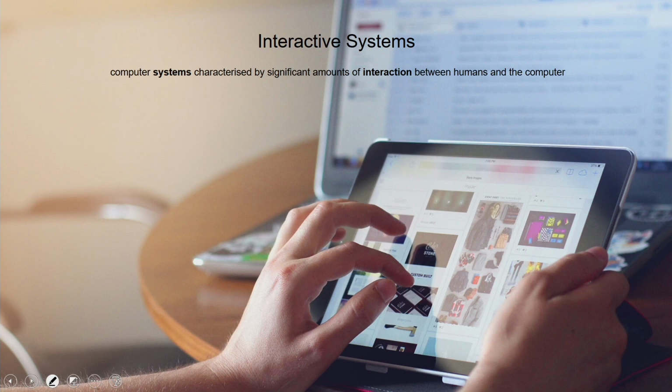Even your washing machine, which has a control panel where you can give certain kinds of inputs, is also an interactive system, because it also has a computing device in it which computes the information that you have keyed in and converts it into washing behavior for the washing machine.